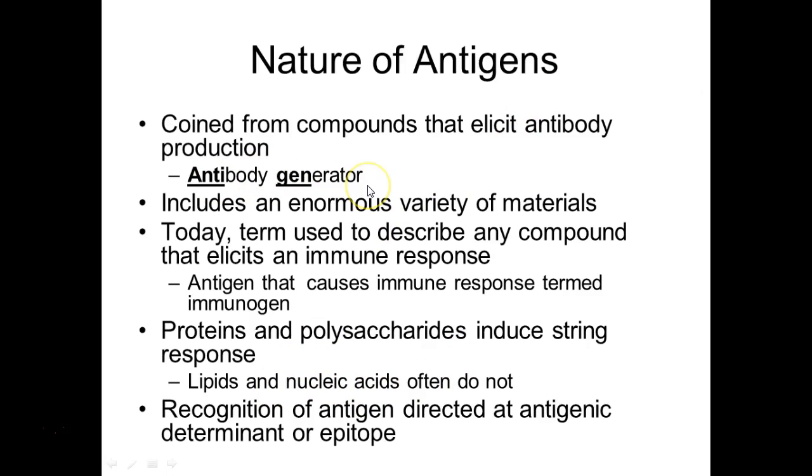So as I said, they got their name for being able to generate antibodies. But in fact, anything that's foreign that causes an immune response is an antigen. Proteins and polysaccharides can induce what's called a strong response, where they're repetitive molecules, and so they can activate B cells pretty much on their own. We don't really need much T cell help. Lipids and nucleic acids often do not.